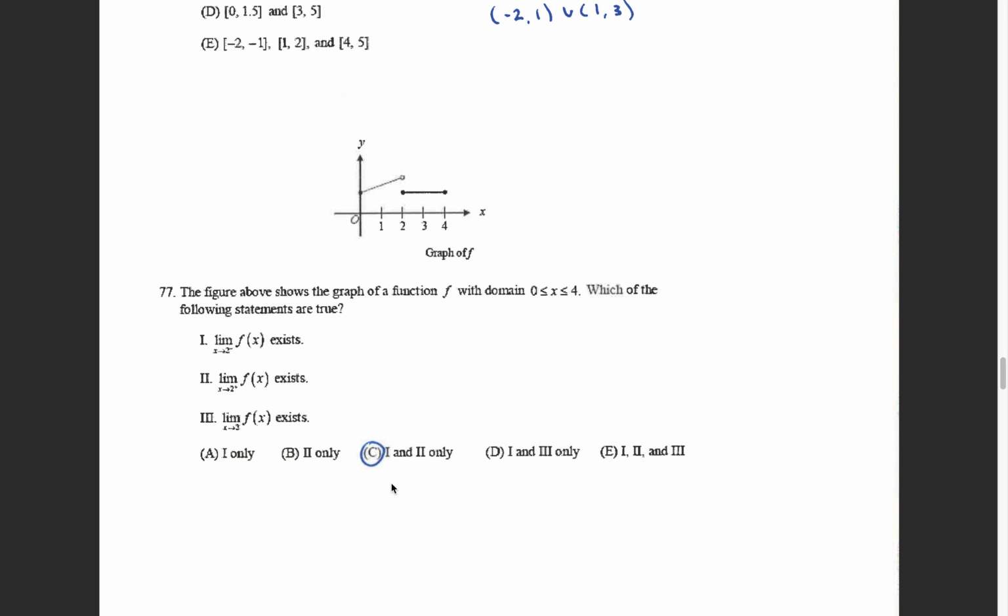Which of the following statements is true? It looks like 1 and 2 are true. The left limit exists, the right limit exists, but the limit does not exist, because the left doesn't equal the right. The left limit is here and the right limit is here, and those aren't the same, so the actual limit itself doesn't exist. But the left and the right limits themselves exist.